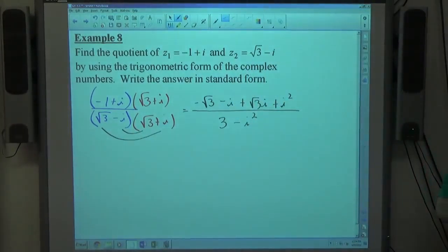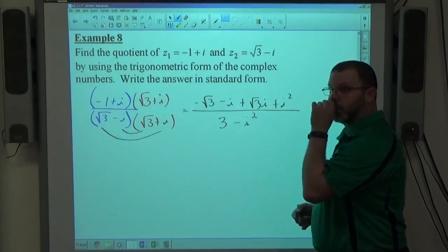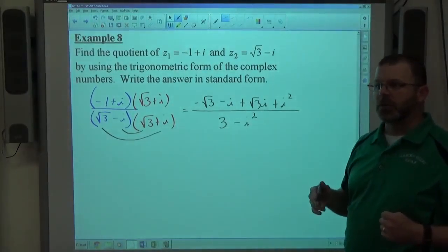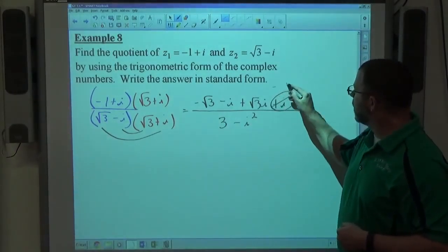When you multiply by conjugates, that's why we want to do that. 3 is real. i squared is also -1, which is real. So everything on the bottom now is real. So that's how we did it in Algebra 2. That's how we tackled that situation. This is going to be -1. This is going to be +1.